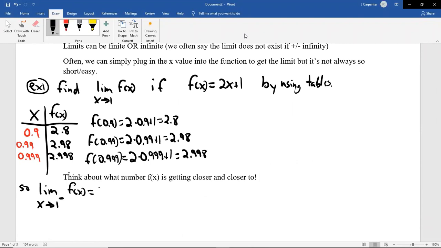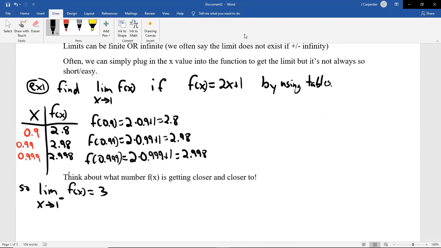Now, is this some type of proof? Is this absolute? In fact, no, it's not. But it's good enough in a business calculus class. It's actually good enough in an introduction to calculus class as well. Now, when you start talking 400, 500 level mathematics, you get into these things called epsilon delta proofs, which we won't even touch with a stick here. So that's the left side.